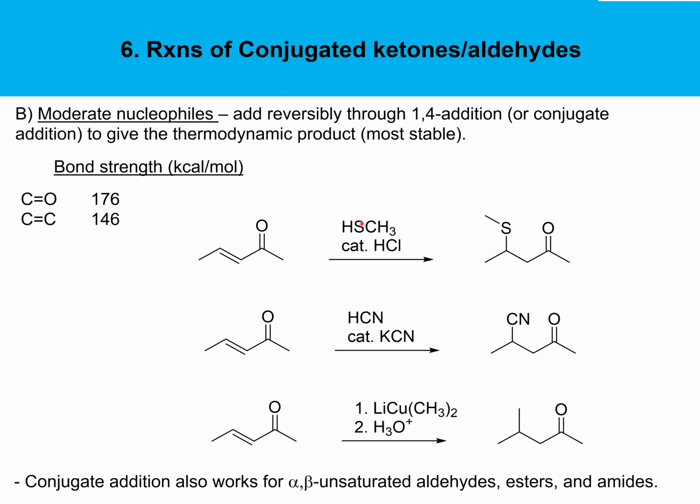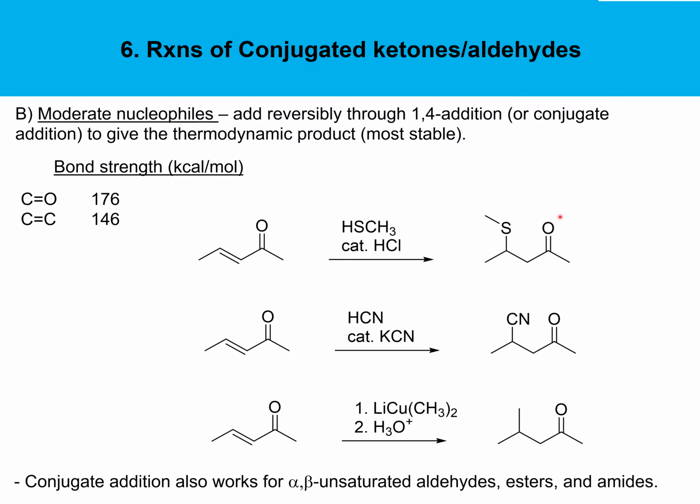So that is true for any reversible reaction. So in this example, the sulfur, the thiol, will add to the beta carbon, eventually getting rid of this double bond after the addition of a hydrogen to the alpha carbon.